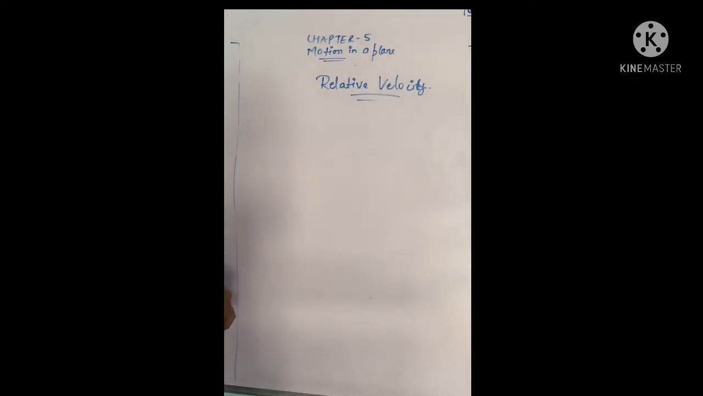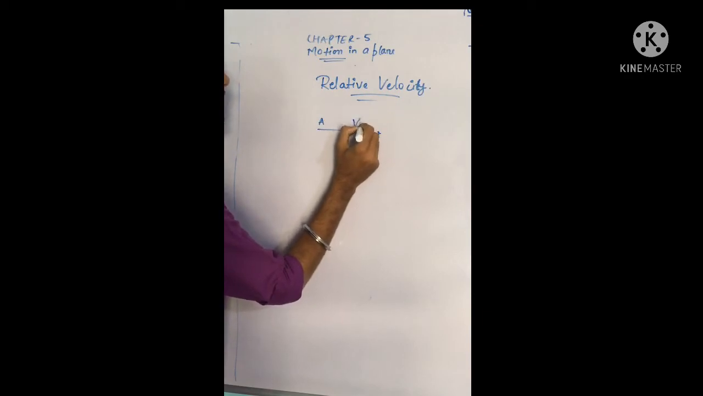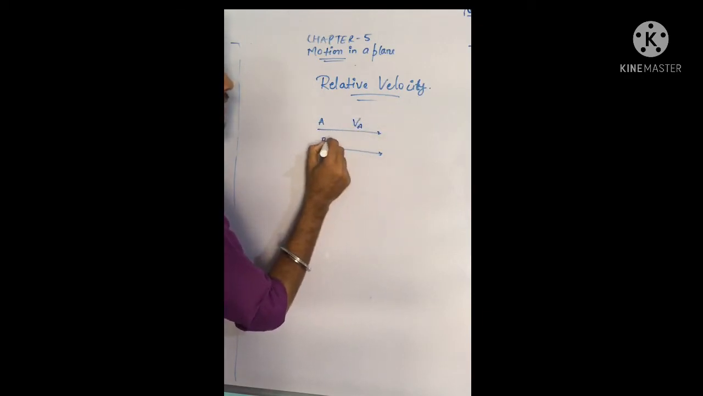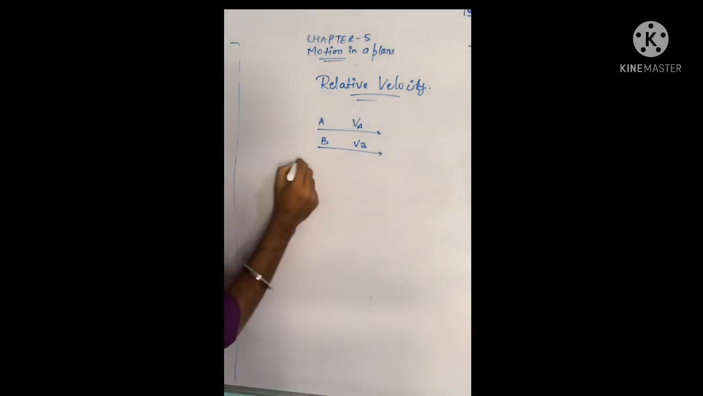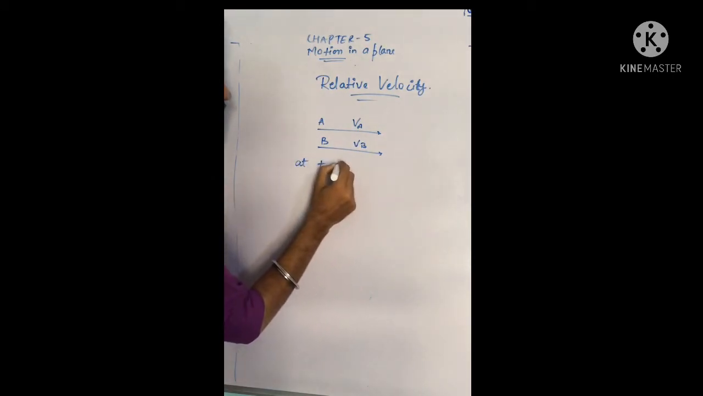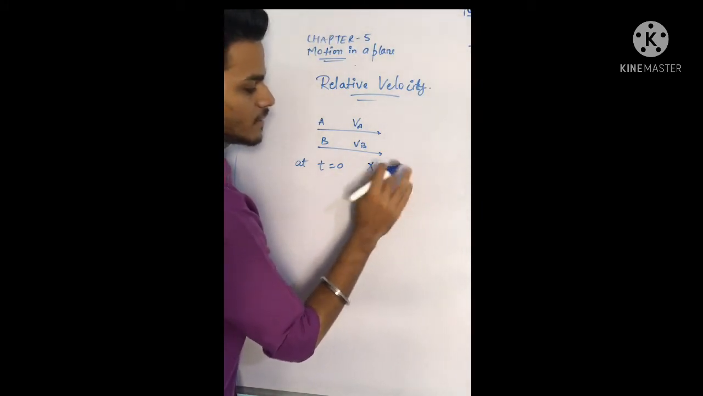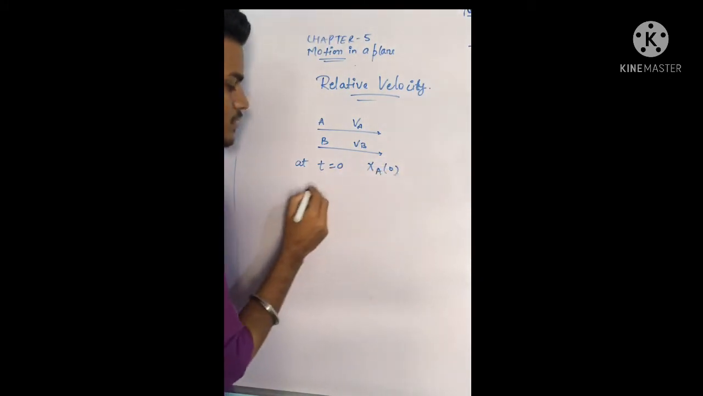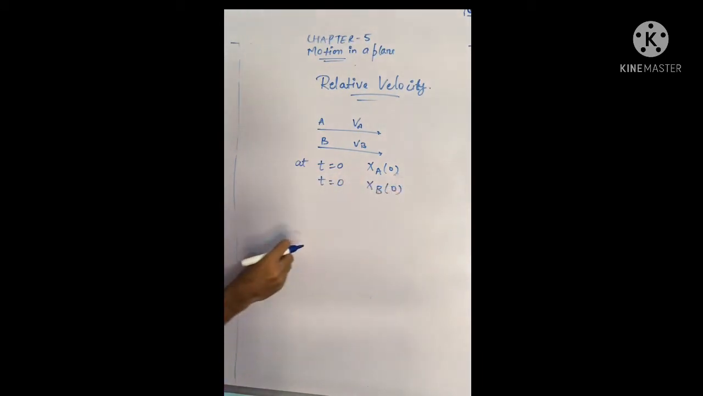Good morning students. So today we will study the topic relative velocity in the chapter motion in a plane. So let us assume two objects a and b moving with the velocities va and vb in the same direction. Now assume at time t equals 0, let the position of a be xa0, and the position of b also be xb0.